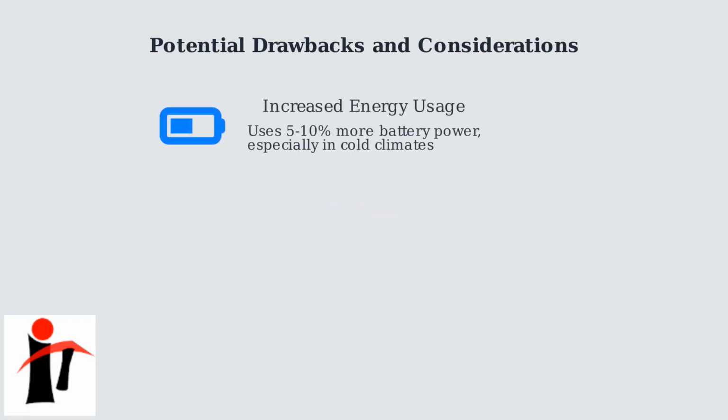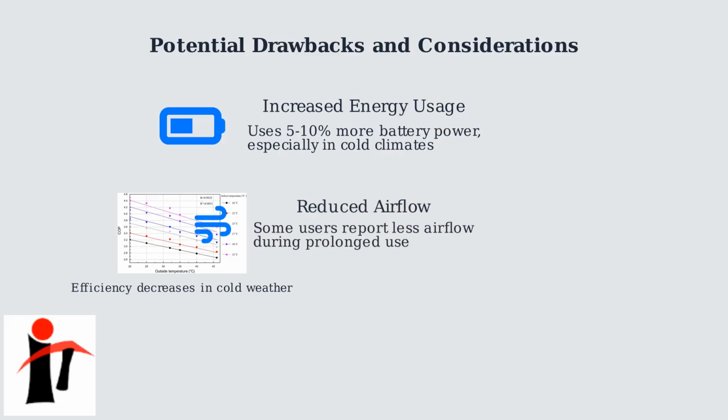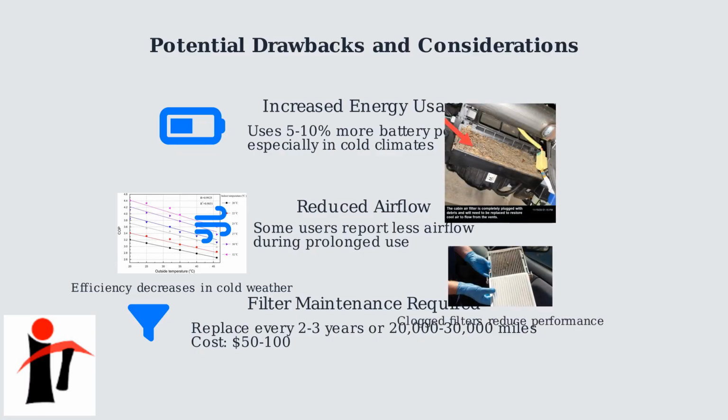While Tesla's Bioweapon Defense Mode is highly effective, there are some potential drawbacks to consider. The mode can increase energy consumption by 5 to 10% more battery power, particularly noticeable in cold climates due to the additional HVAC load. Some users have also reported reduced airflow during prolonged use of the mode, which may affect comfort in the cabin. Regular filter replacement is essential for optimal performance. Tesla recommends changing the HEPA filter every 2 to 3 years or 20,000 to 30,000 miles, with replacement costs ranging from $50 to $100.